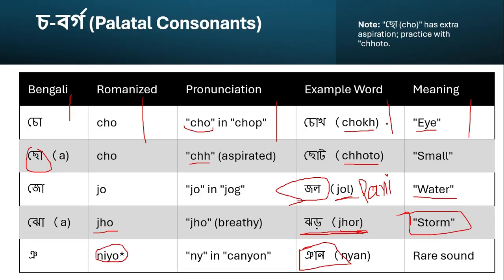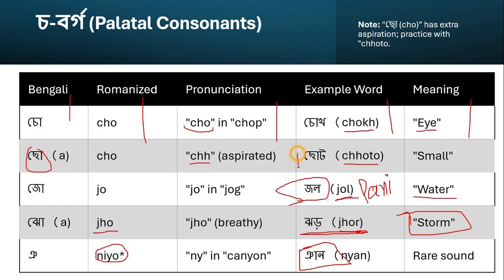So here, where is your eyes? Tomar chok kothay. Where is your eyes? Yes. It means where is your eyes. Where means kothay, is your eye. Your eye means tomar chok. Your means তোমার. Chok means eyes. Where is your eye? Perfect. So let us move to the next one.